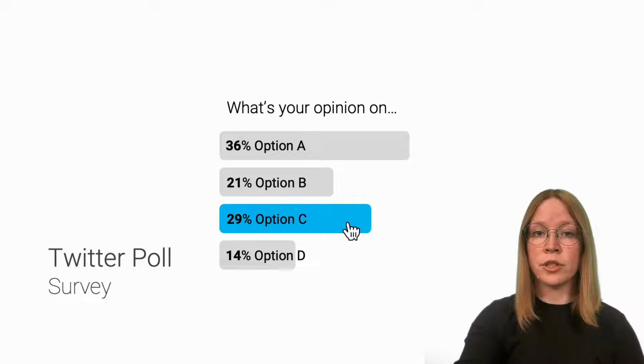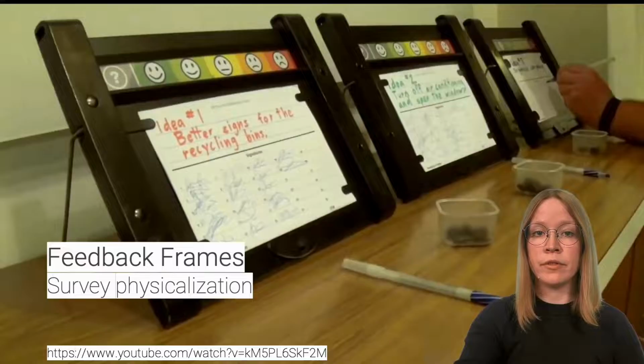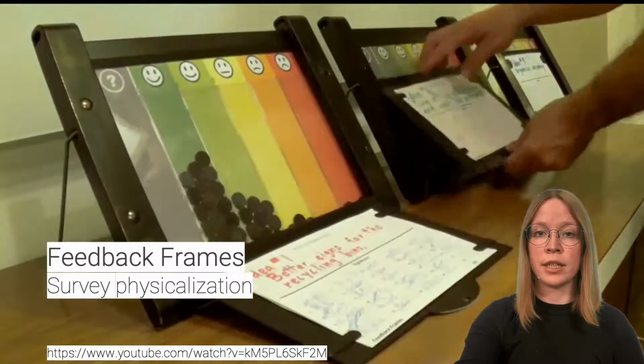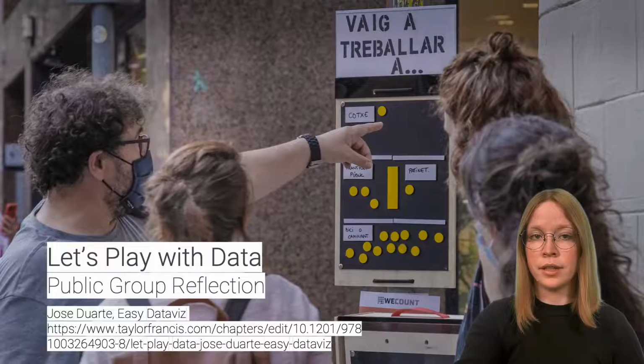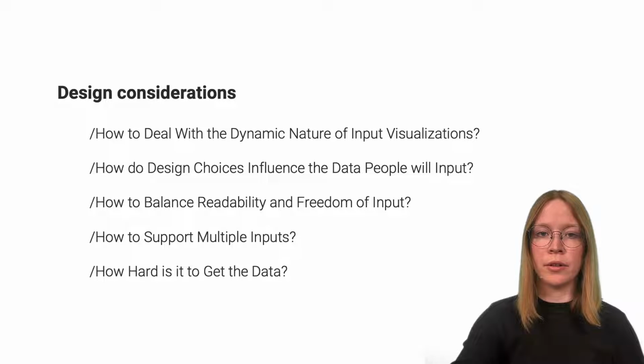Next to digital approaches, like a simple Twitter poll, there are even physical ways to create survey input visualizations, such as feedback frames. On the other hand, public group reflection designs often explicitly surface prior data to provide context, create social engagement, or support reasoning based on prior responses. This means that each data input reflects a different state of the visualization, so the values are not comparable in the same way. Instead, these visualizations tend to serve as collective social artifacts that evolve over time. For more information on the other design considerations, please refer to our paper.